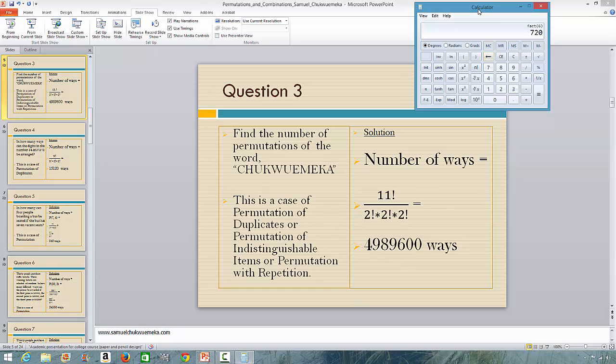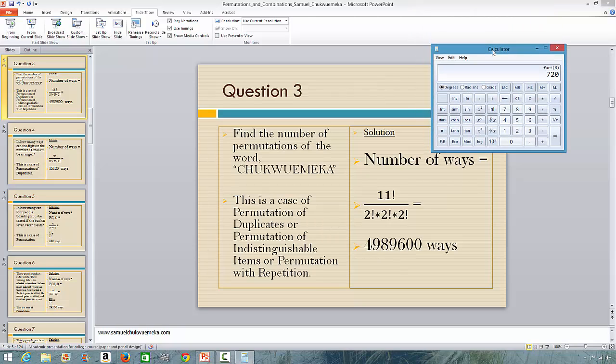If you're using your calculator to do this, I want to teach you something in your calculator, and that is the memory function.